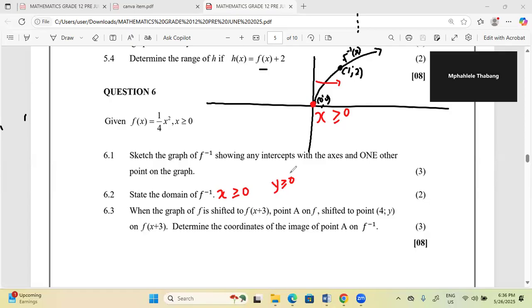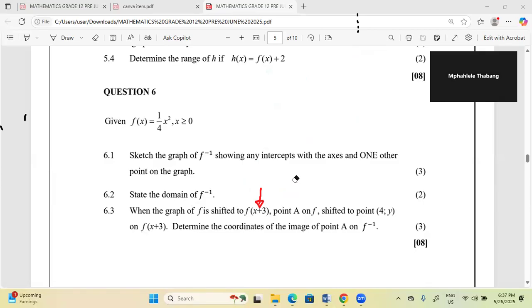Okay, 6.3, when the graph of f is shifted. Now let's look at here. Focus inside here. They are saying x plus 3. So what are they doing? They are shifting the graph of f. Now my question is, are they shifting to the right or to the left? That's one of the questions that we must ask ourselves.